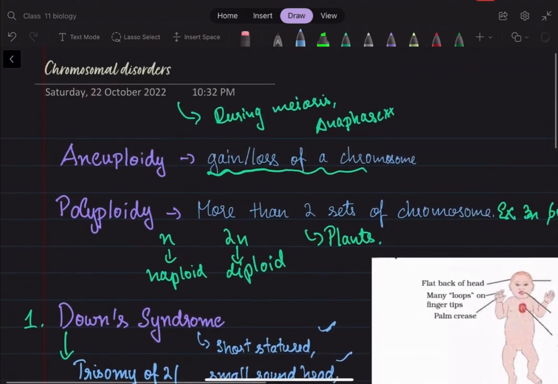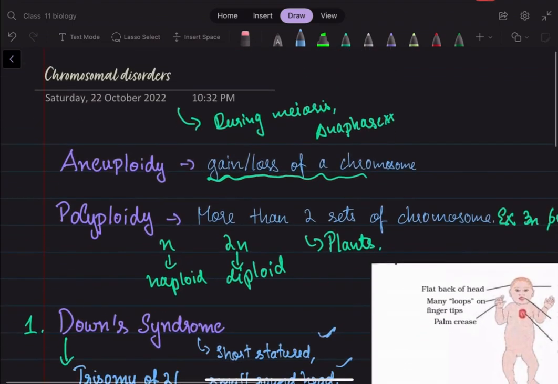And here we come to an end of the chapter Principles of Inheritance.